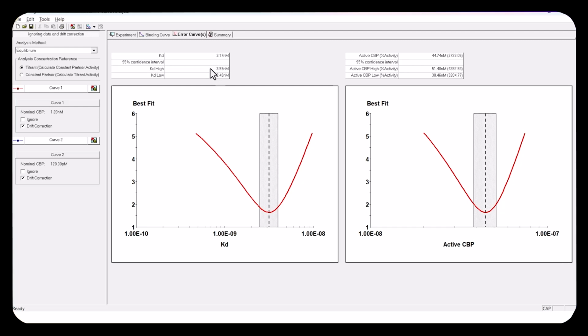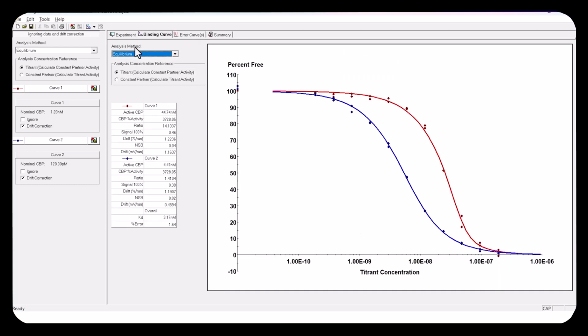It's from 2.5 to 4 now. And here, this is not changed, but it's narrowed up. And this is what I expect from drift correction. I expect it to narrow up the confidence interval, which happens because it's dramatically improving the fit of the data. But again, I don't expect this to change the KD or the constant binding partner activity significantly.